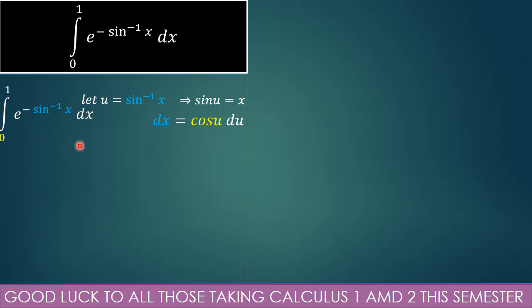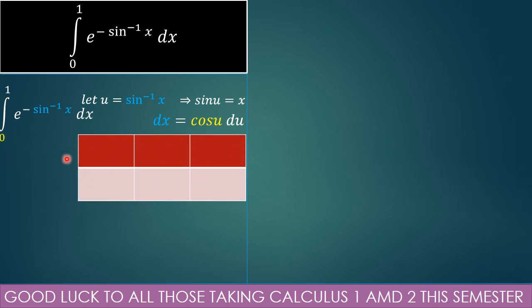So now we are going to change the limits of integration, because our aim is to live completely from the x world to the u world. So we are going to have a table of this form. We have the x values ready, and we need the u values. We need a u value when x is 0, and a u value when x is 1. When x becomes 0, we plug in the 0 here, we have u to be sine inverse of 0, which we all know gives us 0.